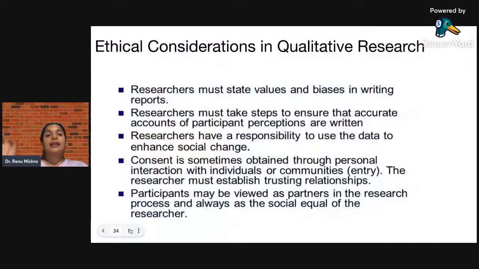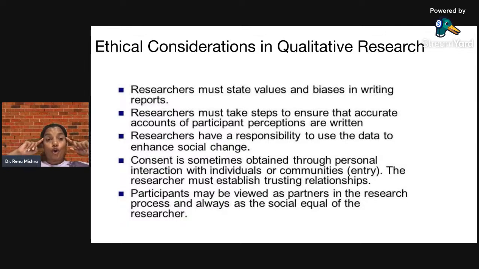Okay. What kind of ethical consideration should be there when you're conducting qualitative research? See, qualitative research basically gives you elaborated responses. Firstly, elaborated responses.